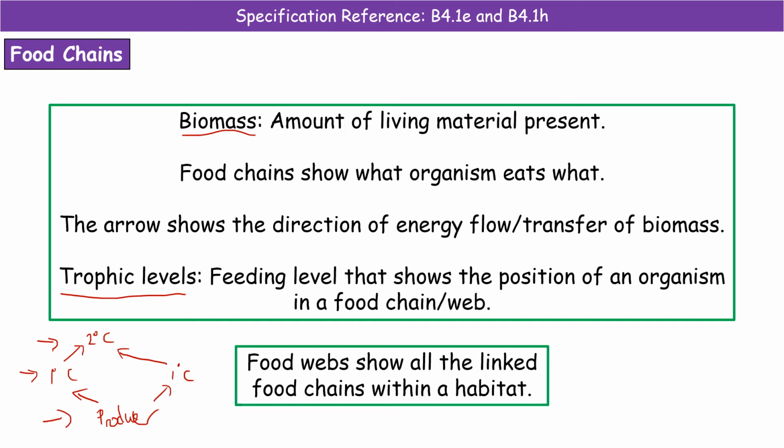They can ask you to name an organism from a particular trophic level. We always start at the bottom with the producer, that's our first trophic level, and then each one building up is a new level.